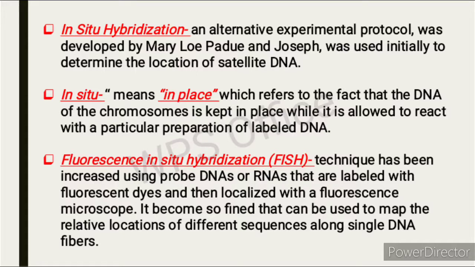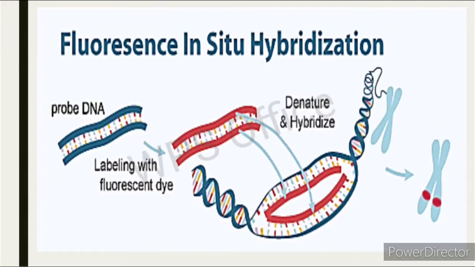autoradiography. The resolution of the technique has been increased using probe DNAs or RNAs that are labeled with fluorescent dyes and then localized with the fluorescence microscope. This latter technique is called fluorescence in situ hybridization, or FISH, and has become so refined that it can be used to map the relative locations of different sequences along single DNA fibers.